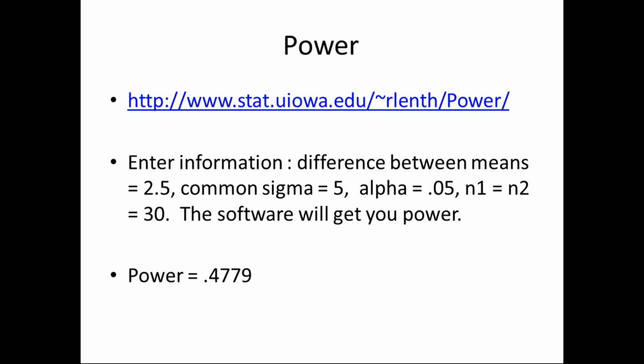So we enter the information. The difference between the means, 2.5, common sigma equal to 5, alpha equal to 0.05. Tell the software you get 2 groups of 30. One moment, the software will get you power, and it comes back and says 0.4779. If you're ever on a web page and they tell you the power is 1.1, what do you do? Stop using the web page.